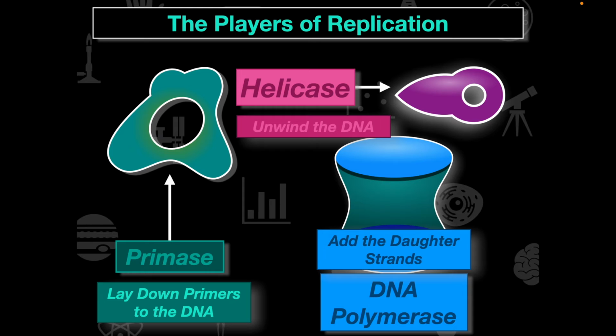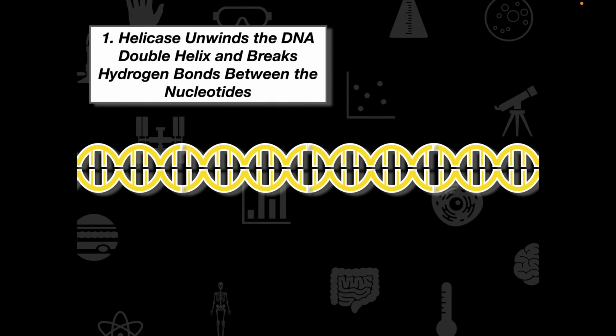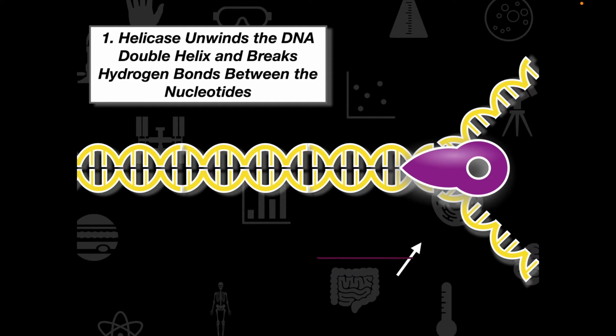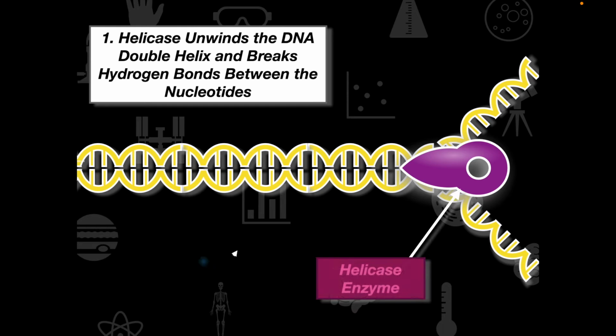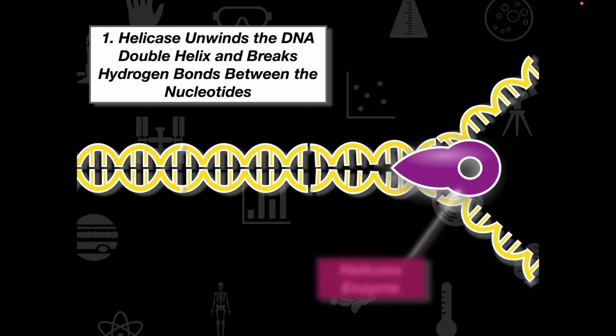All right, so let's delve into the details associated with replication. So replication is going to start with step number 1 here. Helicase is going to unwind the DNA double helix, break the hydrogen bonds between each of the nucleotides, so here is our helicase enzyme, and create an opening in those two strands.